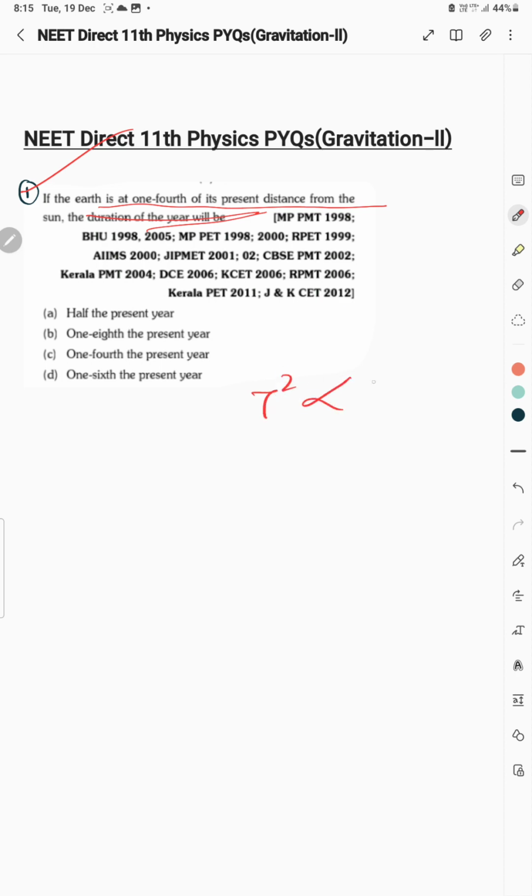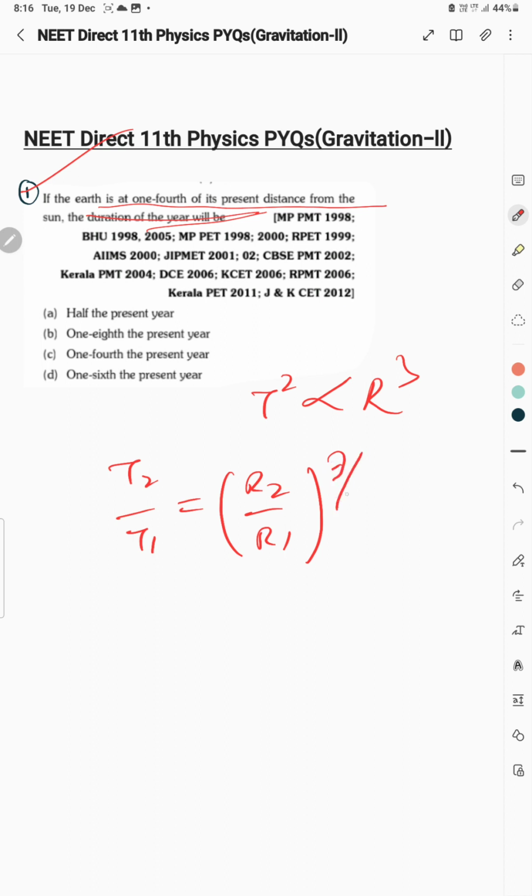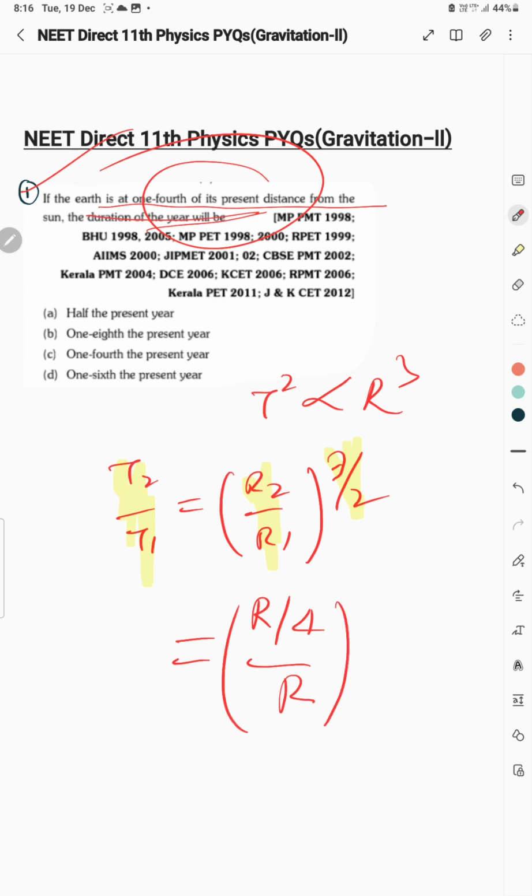Well, it obviously is a question based on Kepler's third law of planetary motion. I'll write this twice and take the ratio. This is what you get now, right? It's T2 by T1 is R2 by R1 power 3 by 2. Now put the value. Distance now is 1/4 of the present distance. It is 1/4. This is the original distance. It is now 1/4 of that distance.